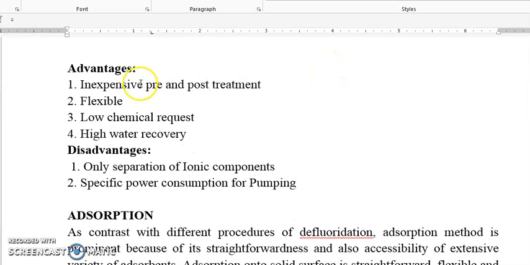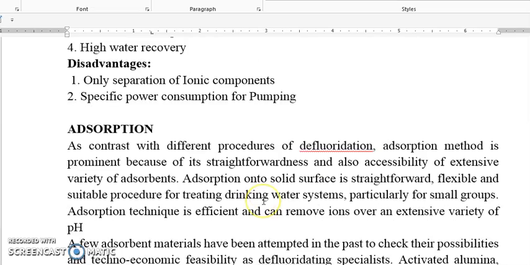It is inexpensive pre and post treatment. It is flexible. Low chemical requirement is there. High water recovery. Disadvantage is only separation of ionic compounds is possible. Others like turbidity, suspended particles, they cannot be removed like in the membrane filters. And specific power consumption is required.